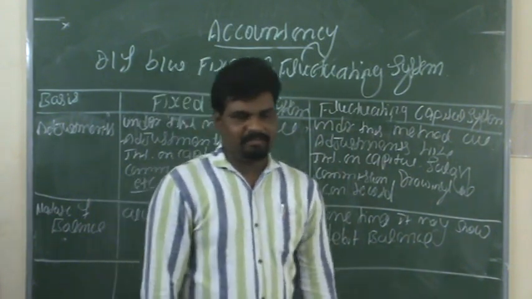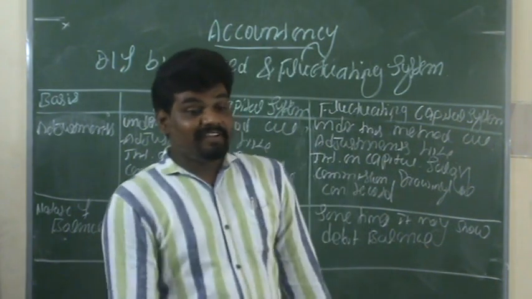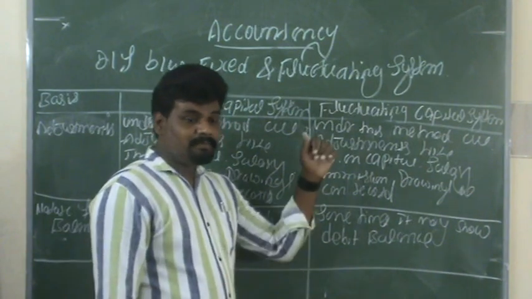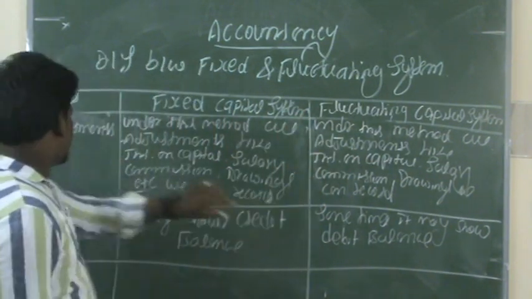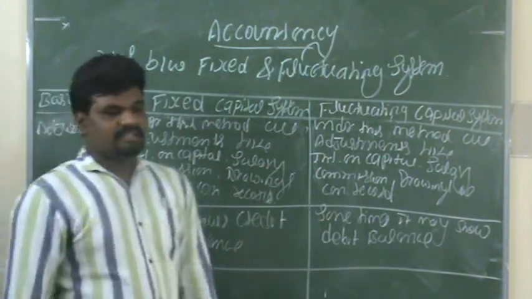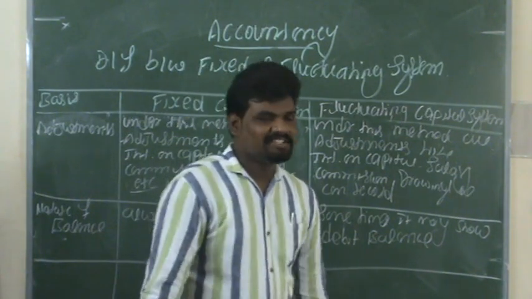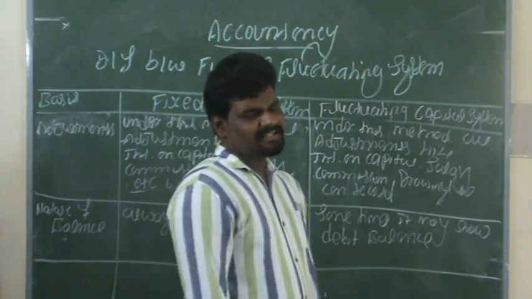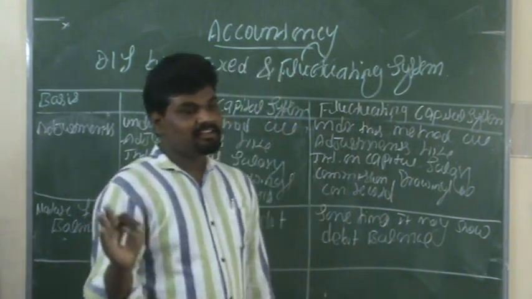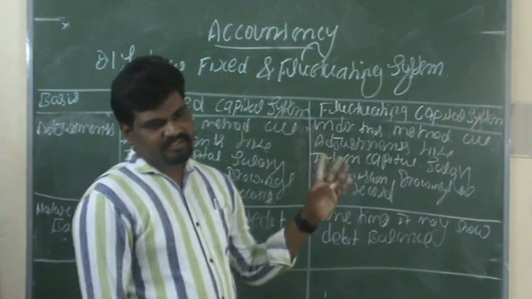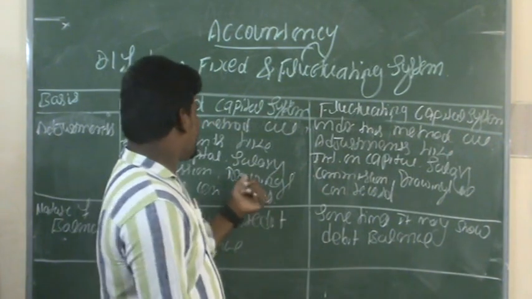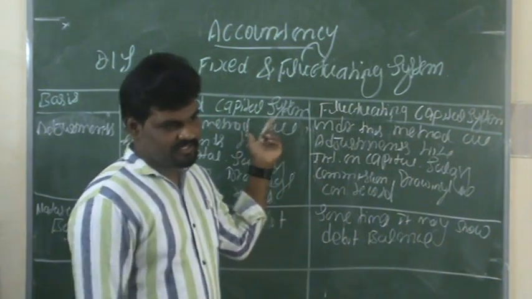Under the fluctuating capital system, the amount will change from one year to another year. And the same being the second difference. The second difference is adjustment. So here, under the fixed capital system, all adjustments, such as interest on capital, salary, commission, drawings, interest on drawings, all such transactions we can record under the fixed capital system.